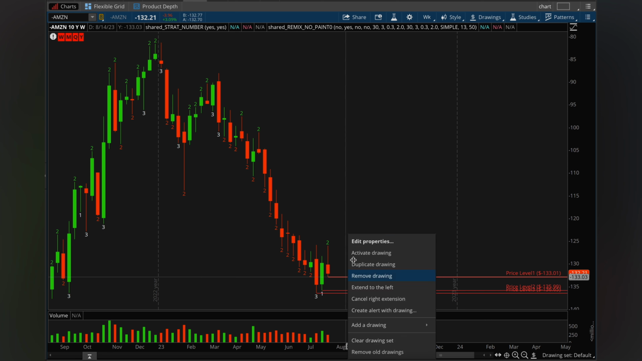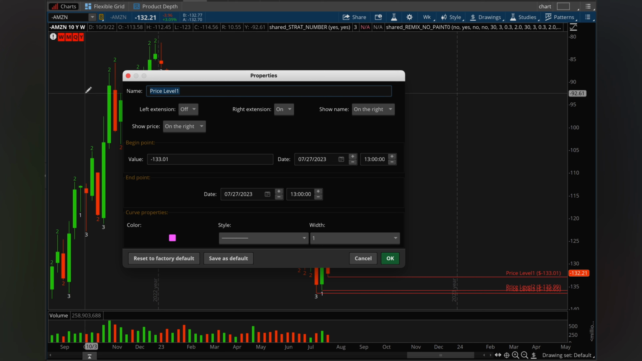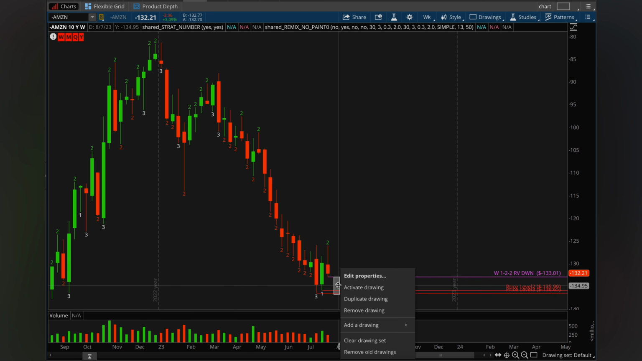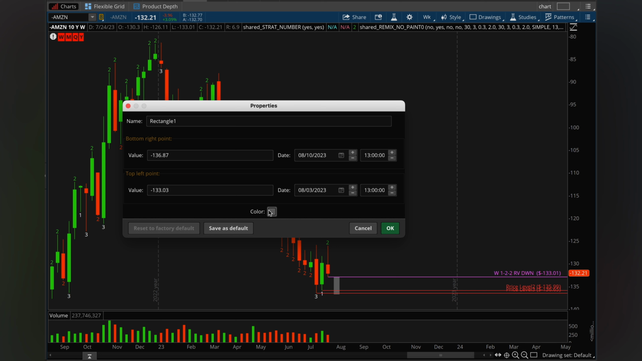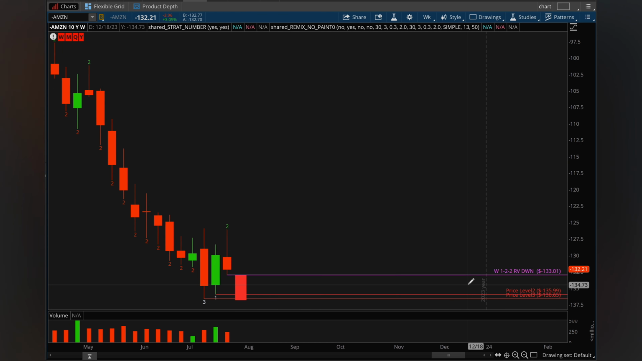Same thing. You would go, change these. Weekly. 1, 2, 2. Rev. Down. And boom. You will be looking for the same trade. Same thing. 1 penny above, break under. Hit your target. And you will be looking for the same type of trade.